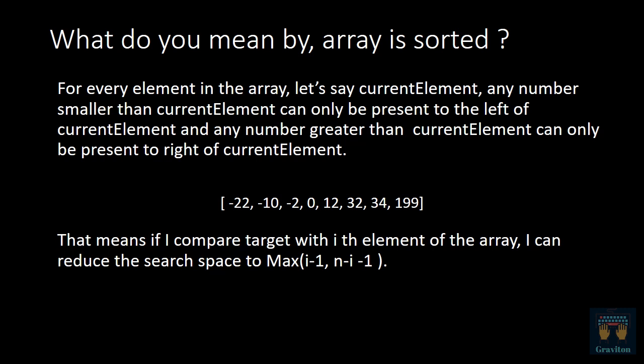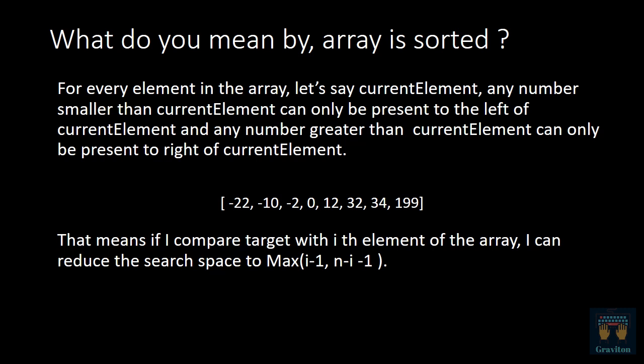This means if we compare our target with any element in the array, we can reduce our search space to the left side of that element or to the right side of that element. Generalizing this, if we compare our target with the ith element, we can reduce our search space to maximum of i-1, n-i-1. i-1 is the size of the left side of the current element, and n-i-1 is the number of elements to the right of the current element.